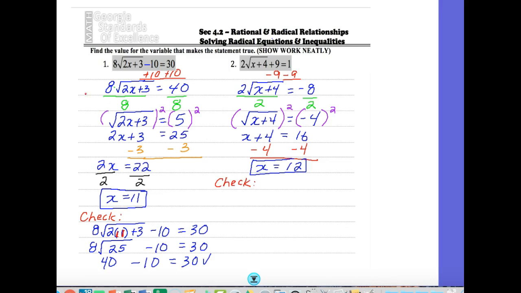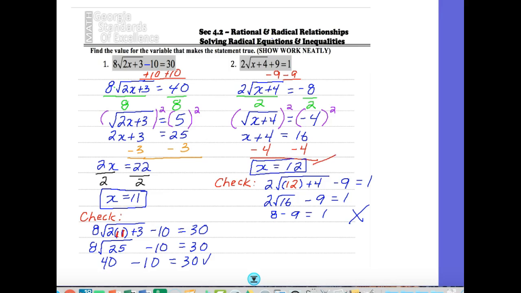All my math is correct. Let's do 2 times the square root of our number plus 4 minus 9, does that equal 1? So our number was 12. Let's see what we get. We get 2 times the square root of 16, right, 12 plus 4, minus 9, does that equal 1? Well, the square root of 16 is 4, so do we have 8 minus 9, does that equal 1? The answer is no. And this is what we call an extraneous solution.